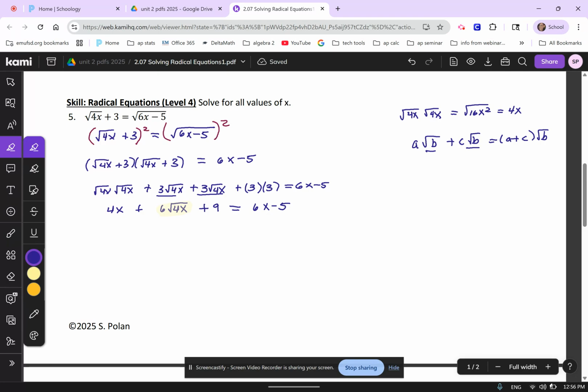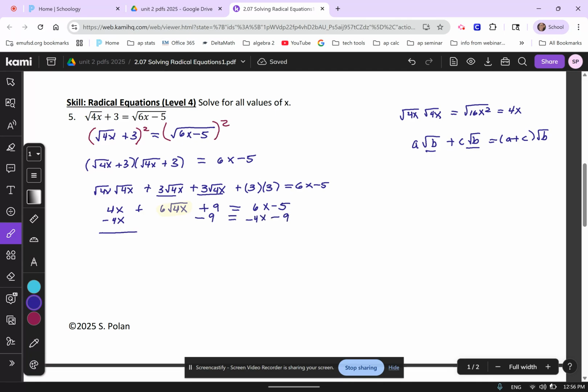So how do you solve now? You isolate the radical. So I'm subtracting 4x and subtracting 9 from both sides of the equation. This becomes 6 square root of 4x is equal to 6x minus 4x is 2x. Negative 5 minus 9 is negative 14. So the next step is we want to square both sides. I'm just going to rewrite this a little further down so it's easier for you to see.